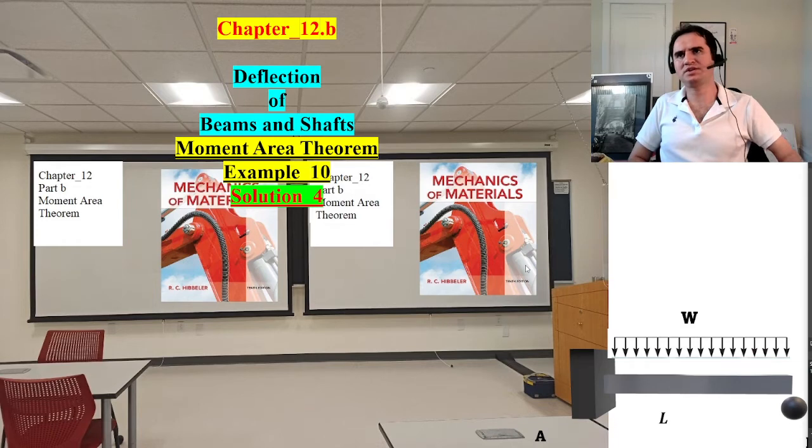Chapter 12, Deflection of Beams and Shafts. Example number 10, last solution, which is Castigliano's solution.